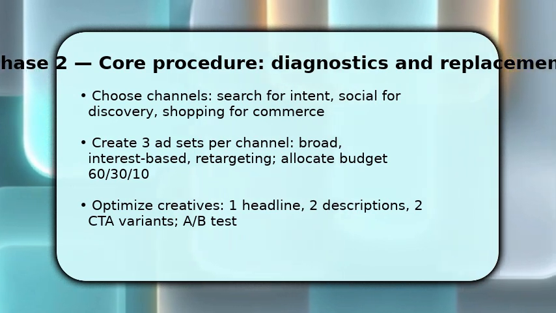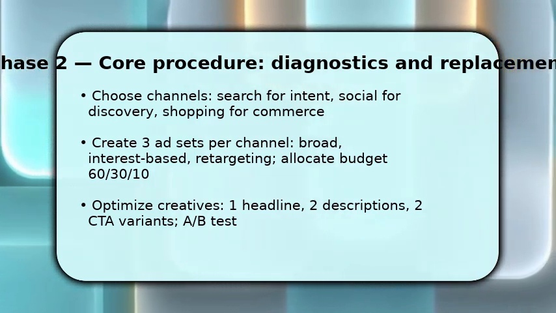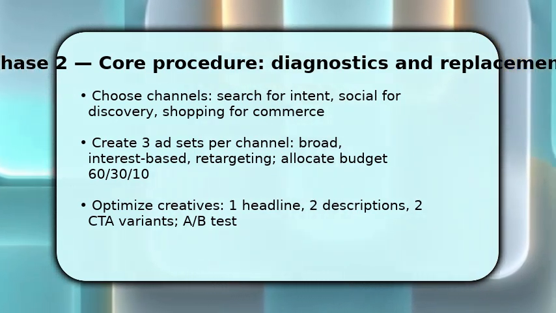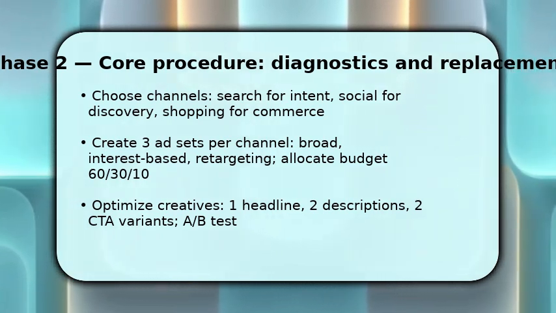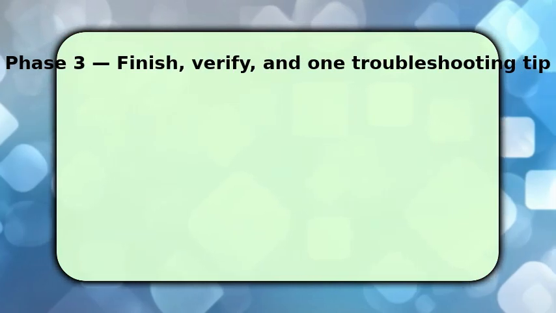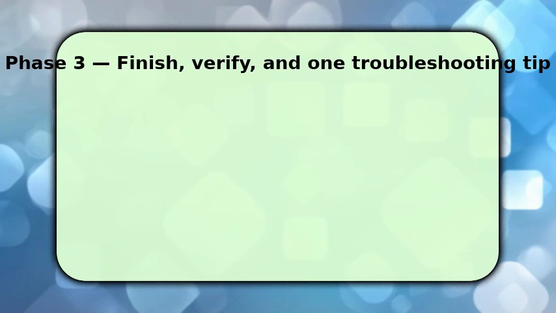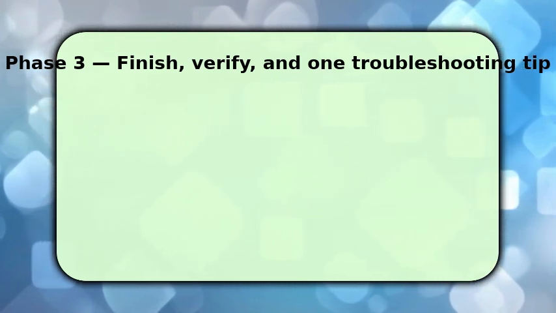Once ads run, monitor cost per acquisition and click patterns daily. Make small adjustments to bids and audiences, because gradual optimization beats wholesale changes. You finish by scaling winners. Increase budget about 20% every 3 to 4 days while pausing underperformers.